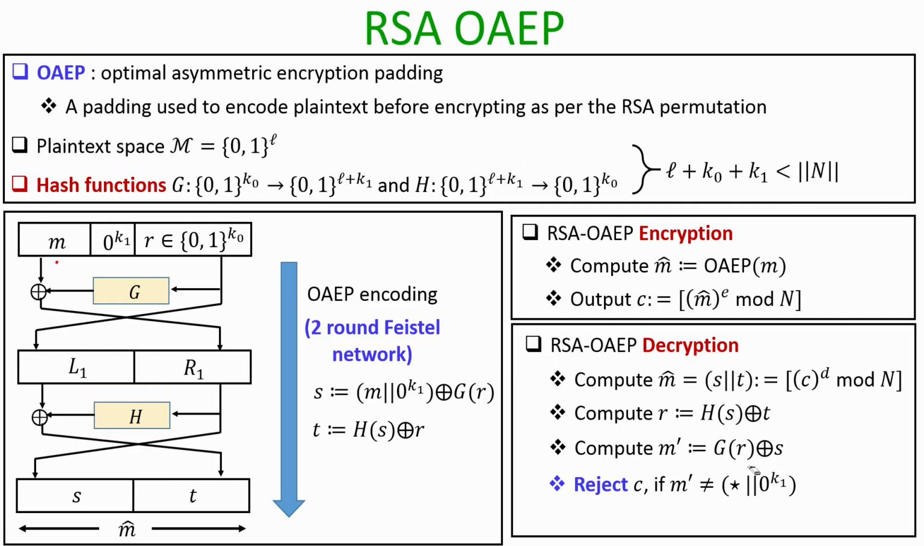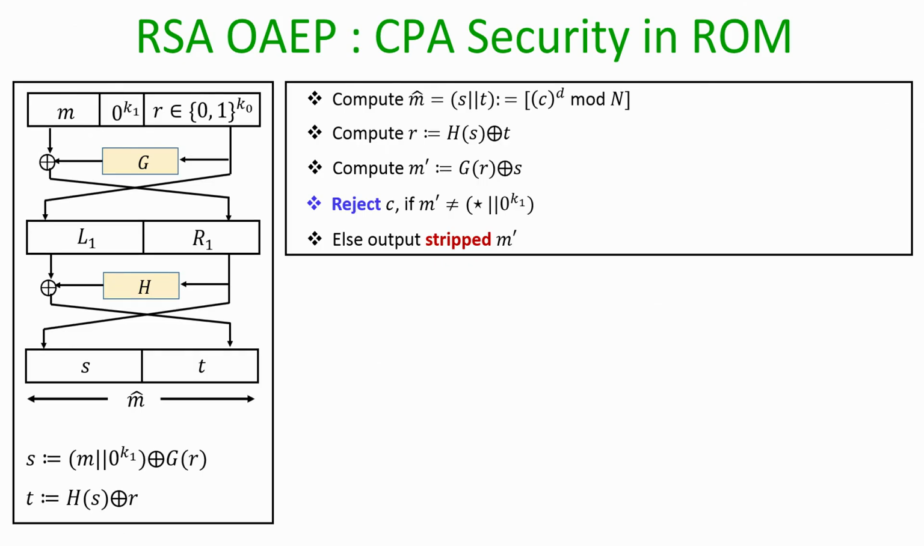And then we check whether the recovered left half is of the form of a bit string of length L bits, which I denote as star, followed by k1 number of zeros, because that is what ideally should be the case if everything happened perfectly. If the recovered m dash portion is not of this form, we give an error message: reject the ciphertext, it is an invalid ciphertext. Otherwise, we strip off the k1 number of zeros, and the L bit string that we have recovered in the m dash part is taken as the output plaintext.